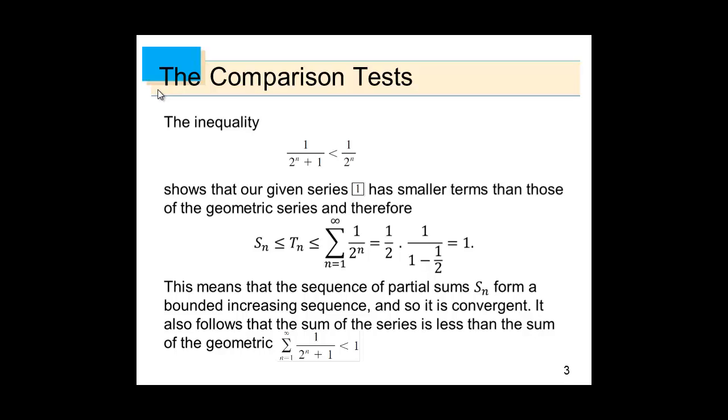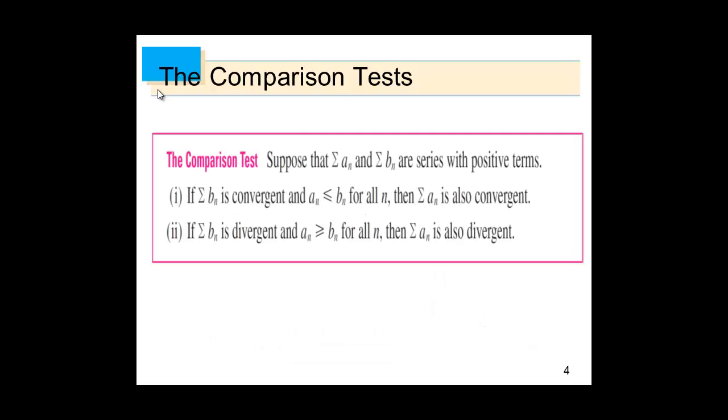Did that make sense? So that's for this example. So generally, how do we use this concept? Suppose that I have two series, sum of An and sum of Bn, and these are both series with positive terms. They both have positive terms.